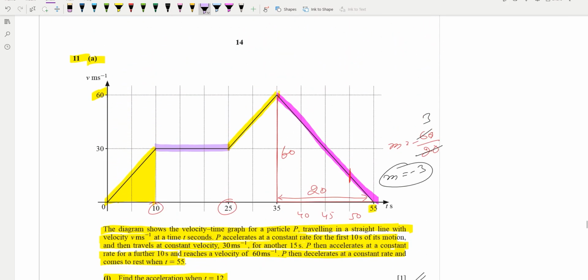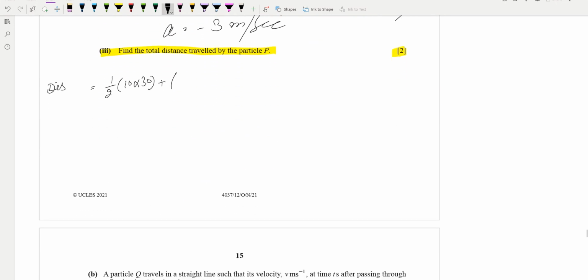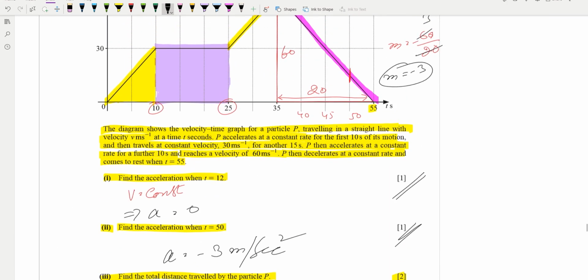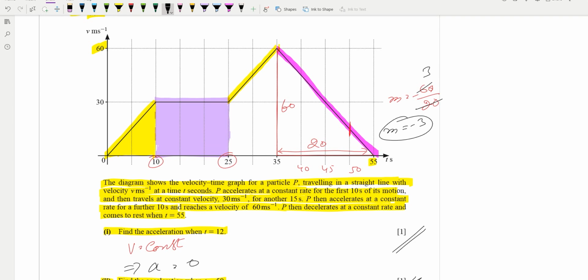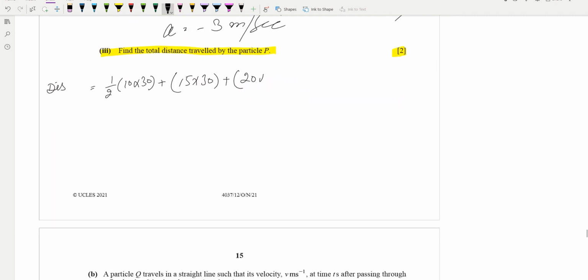For the second section we can take this one till here, and that is a rectangular portion, and this rectangular portion will have an area where one side is 30 and the second side is 25 minus 10, which is equal to 15. So we write 15 multiplied by 30, plus the next area we can take. This one is again a rectangle. The height is the same, which is 30, and the length we can take from 25 to 45, so it will be 20. So 20 multiplied by 30.